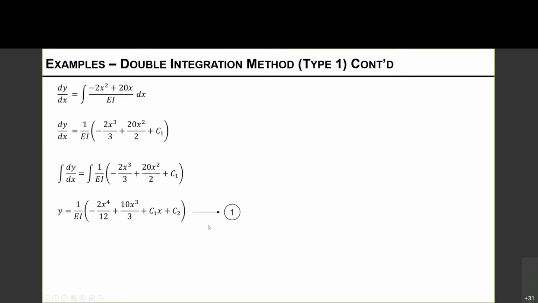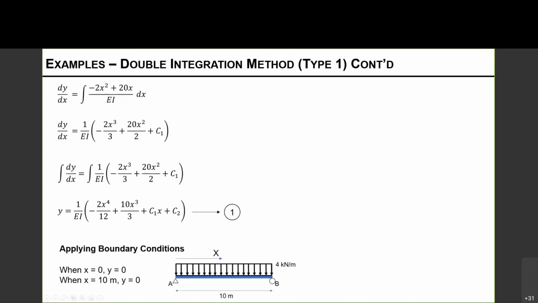So by seeing these two equations, the equation for the rotation over here and the equation for the deflection over here, we can see that we have two unknowns, C1 and C2. So now we have two unknown constants. So this is the place where we use the help of the boundary conditions and the continuity conditions, right? So if we look at the structure, this is the structure, okay?